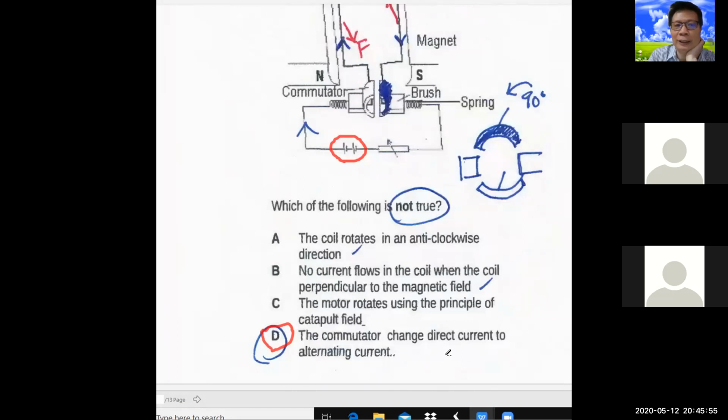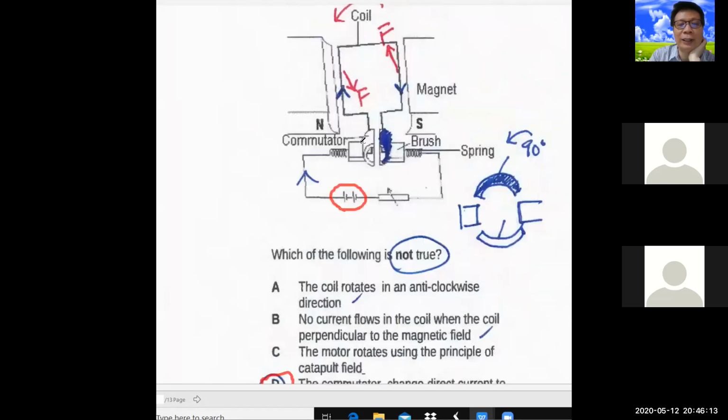Okay, by the way, now what is the function of the commutator? The commutator is not changing direct current to alternating current. So then what is the function of the commutator? Do you remember or not? Last week we learned this one. Commutator, what is the function? Tan Yuan En, are you there now? Yuan En? Not there.